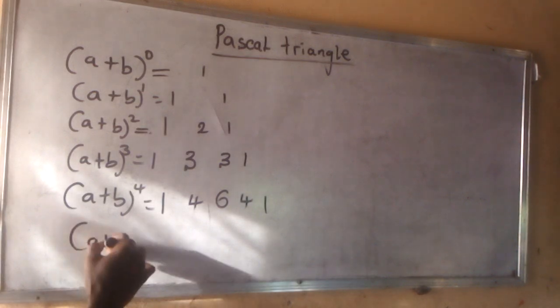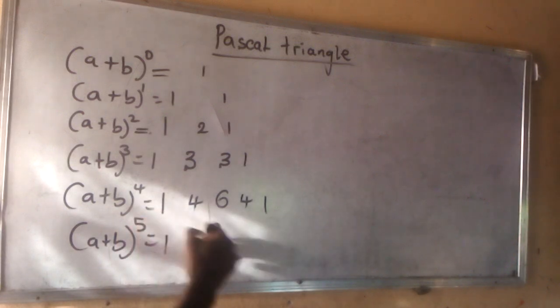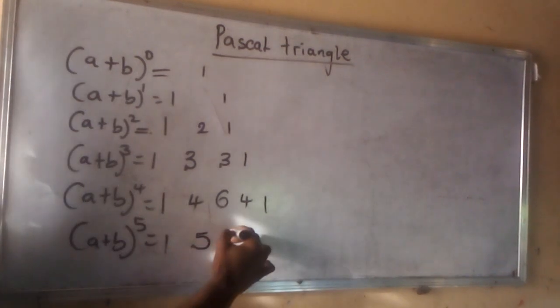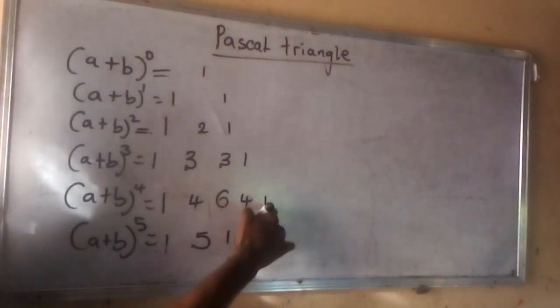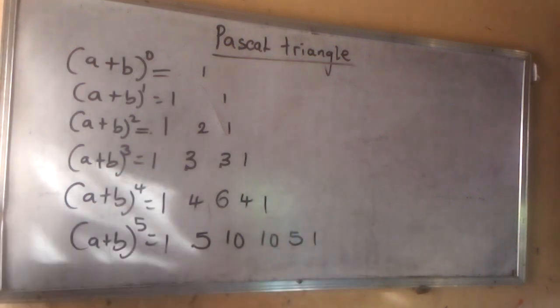What if we have (a + b) raised to power 5? It will be 1. 4 plus 1 is what? Is 5. 6 plus 4 gives us 10. Then 4 plus 6 is what? 10. 1 plus 4 is what? Is 5. And you bring down the 1. That is what we call Pascal triangle.